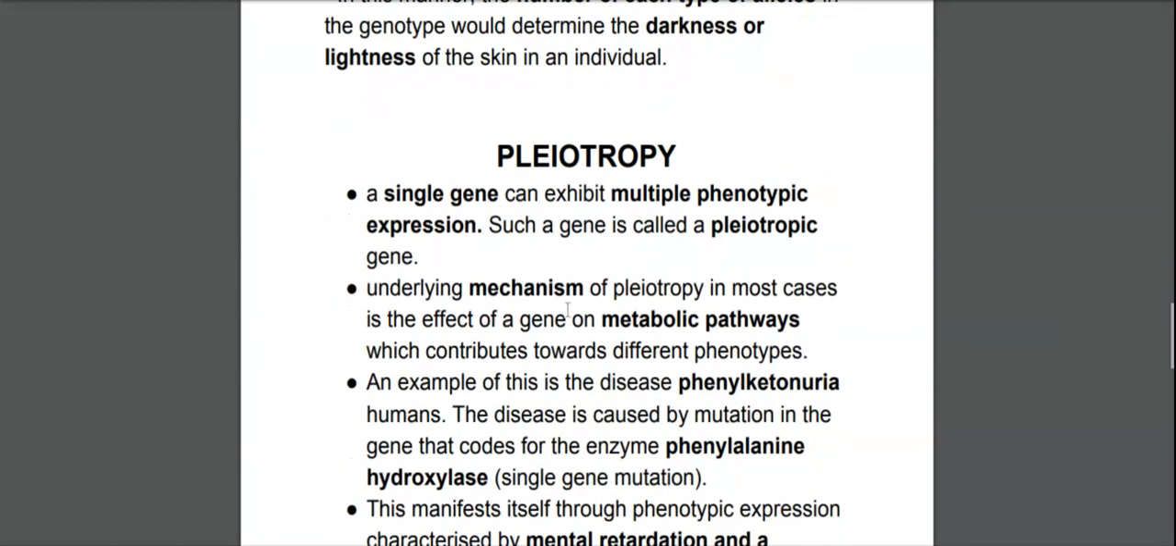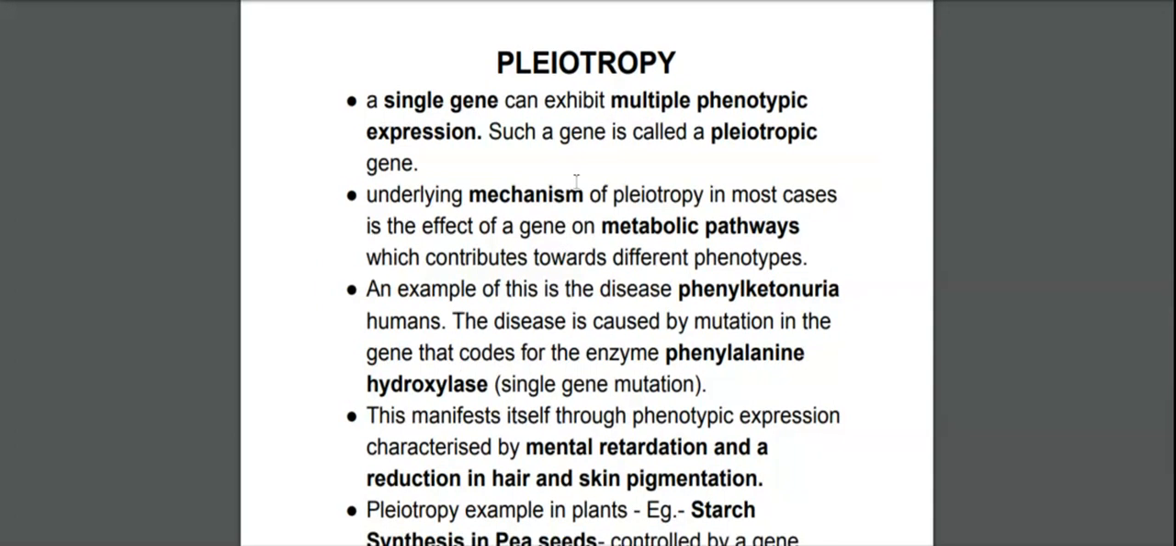Now, the next concept is pleiotropy, which we have already done before, and we are revising it again. A single gene will affect or exhibit multiple phenotypic expressions. So, if a single gene is capable of affecting more than one trait, we call it a pleiotropic gene.